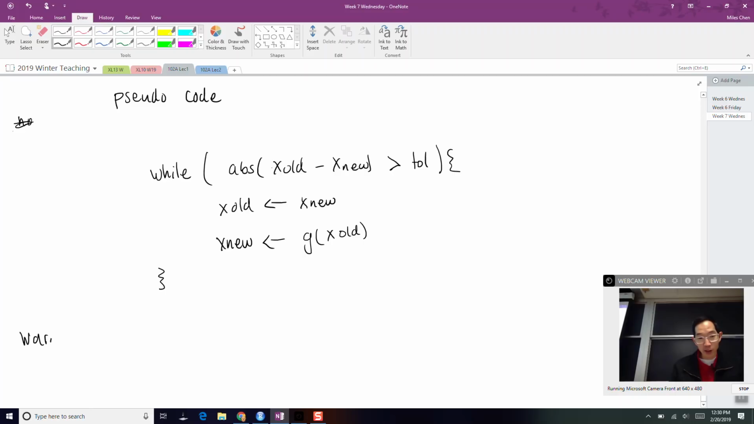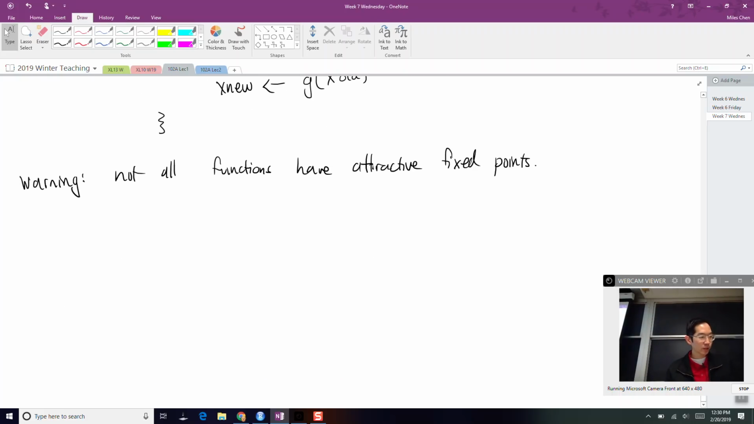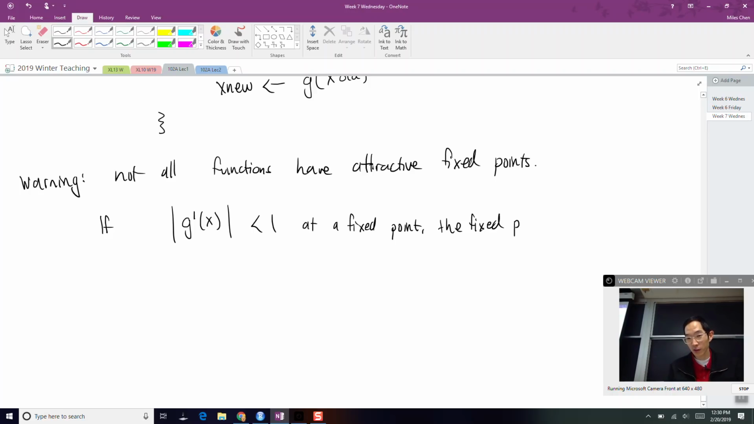But warning, not all functions have attractive fixed points. The rule is if the slope is less than 1 at a fixed point, the fixed point is attractive. Otherwise, it will diverge.